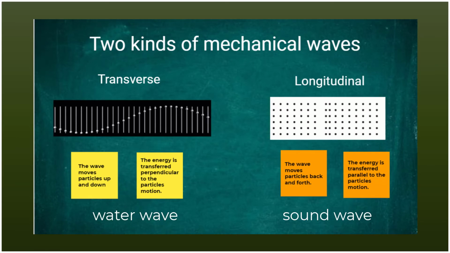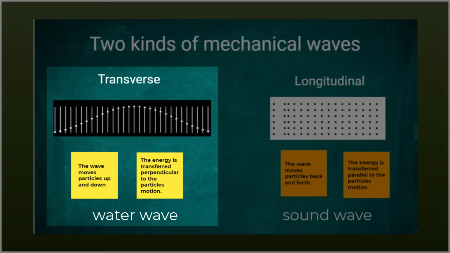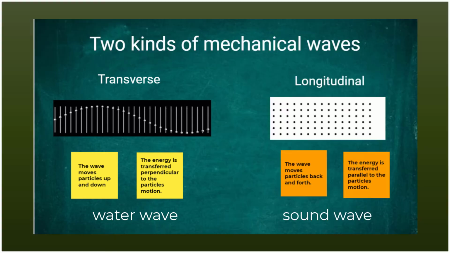So there are two kinds of mechanical waves. One is transverse, and in this case the wave moves particles up and down, and the energy from the wave is transferred perpendicular to the particle's motion. An example of a transverse wave is a water wave.